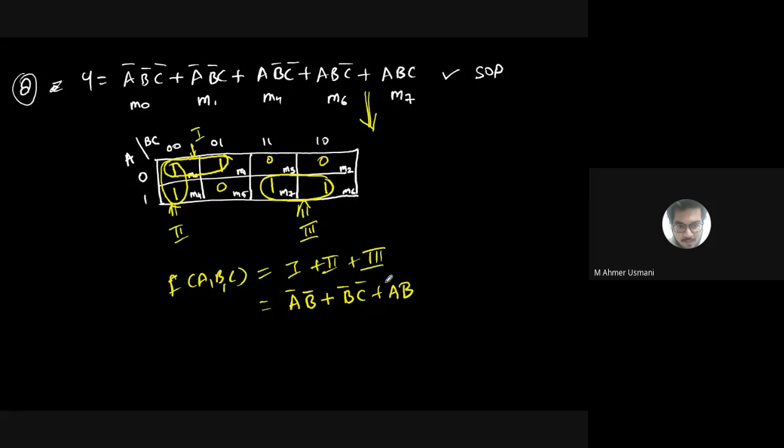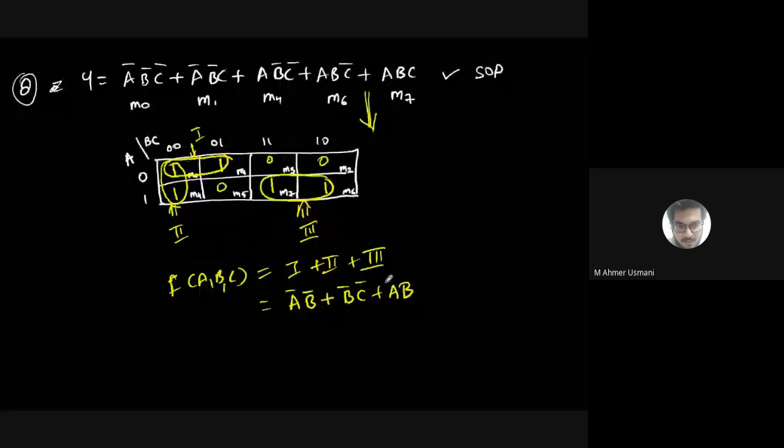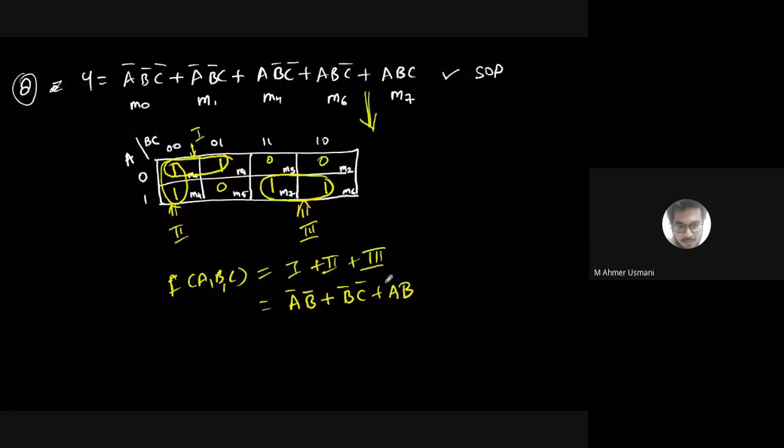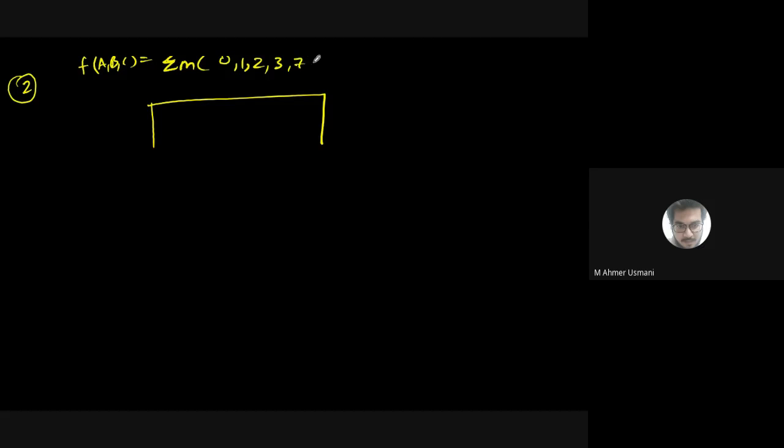I'll find some more examples and we'll try to solve that as well. Yeah, we'll take some random example. Question number 2. मैं एक function दे देता हूँ. Function a comma b comma c is represented using summation of small m 0 1 2 3 7. Minimize it using K-map.